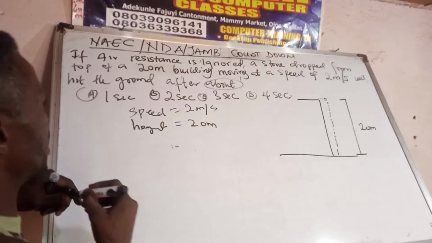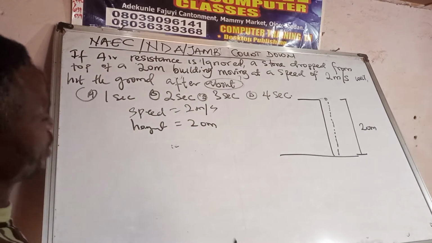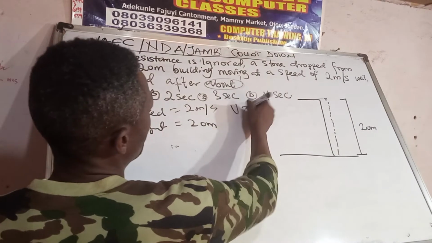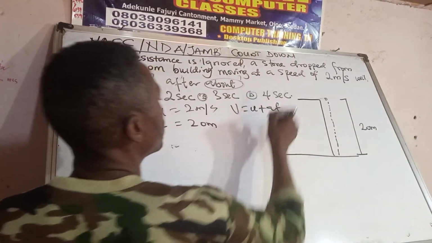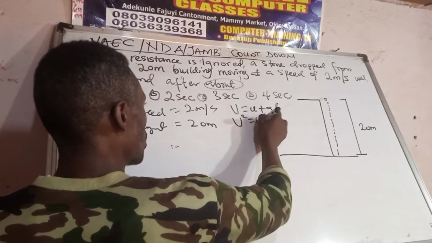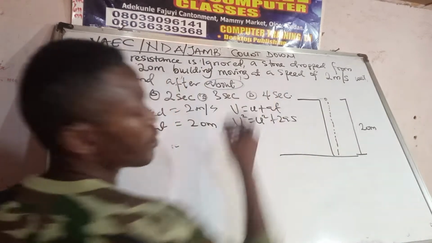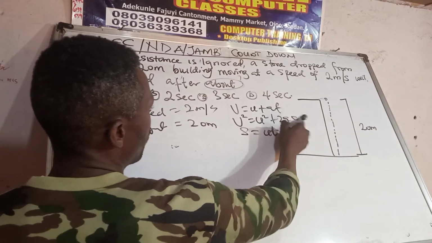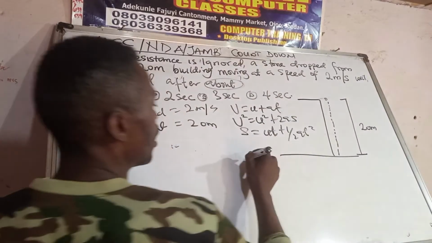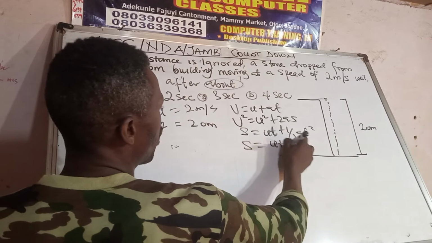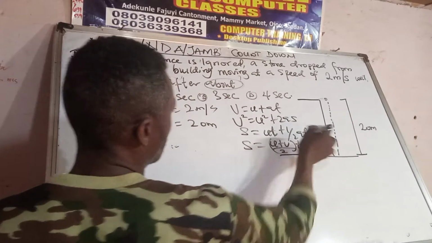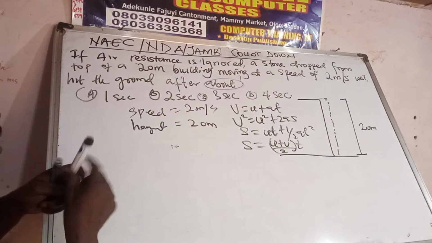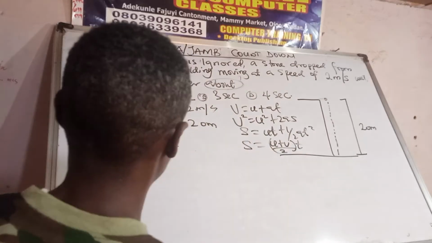Now let's check it out. Equations of motion: V equals U plus AT. V squared equals U squared plus 2AS. S equals UT plus half AT squared. S equals (U plus V) over 2 times T. That is part of our mechanics items. Even my JS1 students will be able to answer this one.